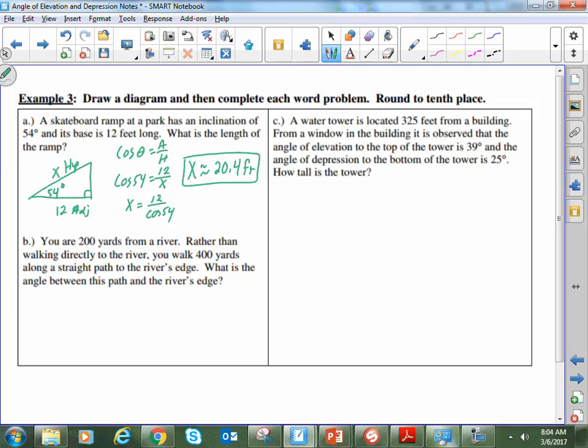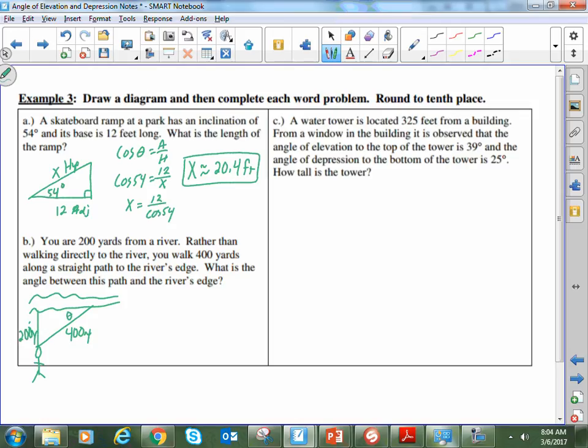Okay, so we have a river. So here's the river, and here's you. And you are 200 meters or 200 yards away from the river. And instead of walking directly there, you head this way and you walk 400 yards. So we want to know what's the angle between that path, the 400 yards that you walked, and the river's edge. So this is the angle that we're looking for.